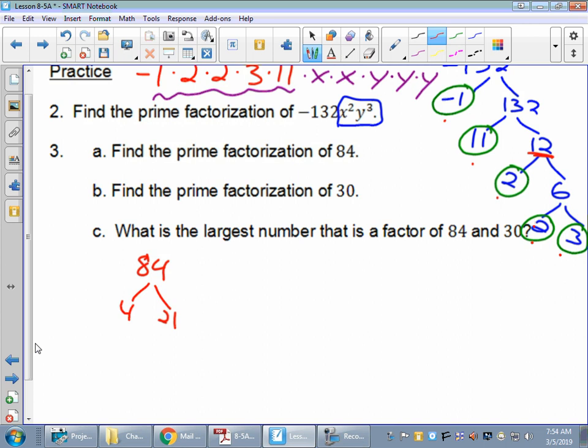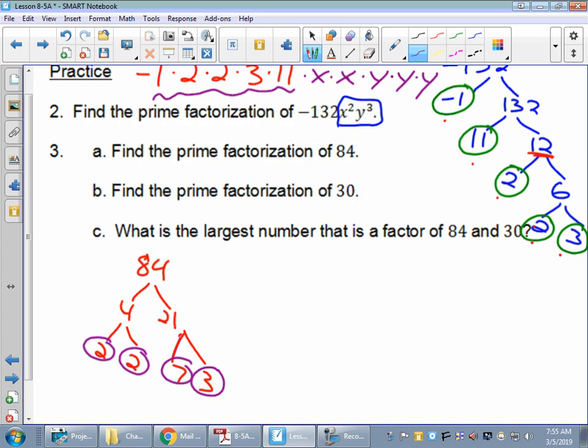But I got 4 and 21. Neither of those are prime because they can break down even further. But 4 breaks down to 2 times 2, which are both prime numbers. So I'm good there. And 21 breaks down to 7 times 3. And those are both prime numbers. So we're in good shape here on 84.